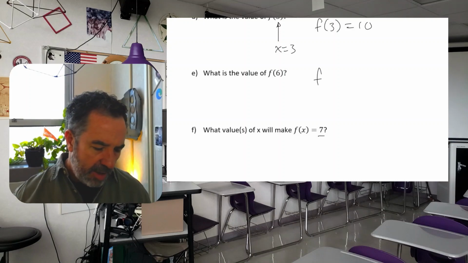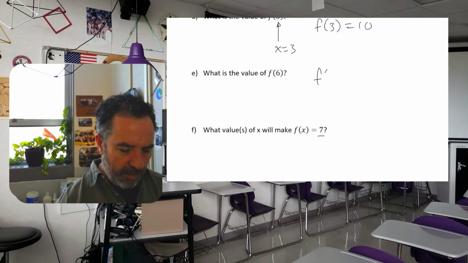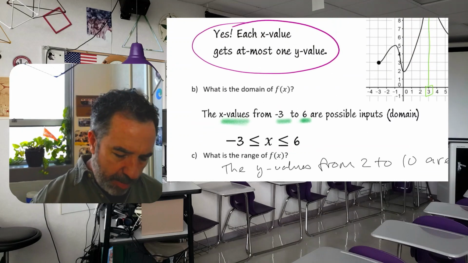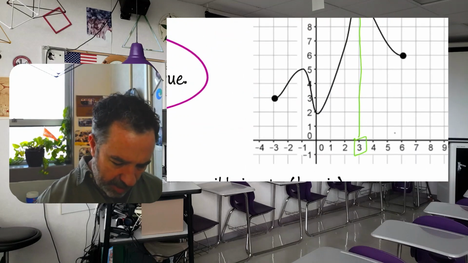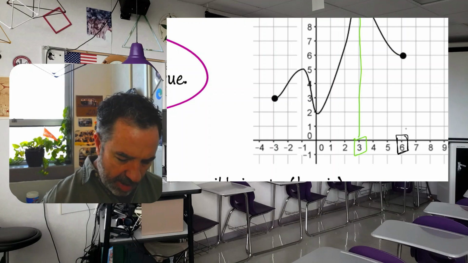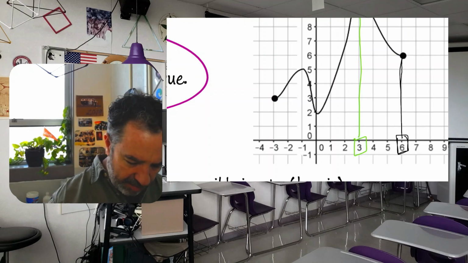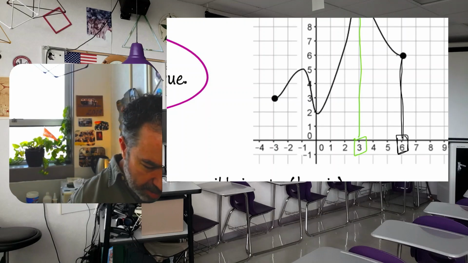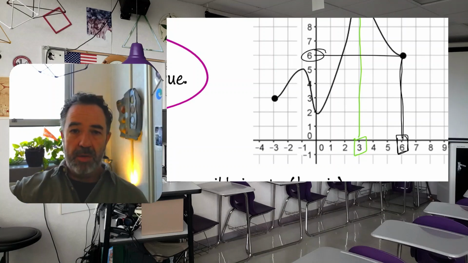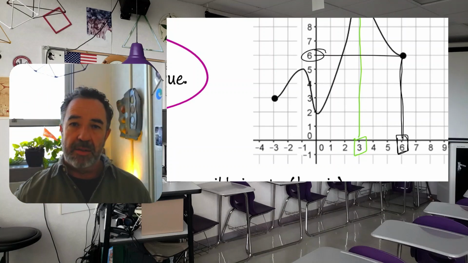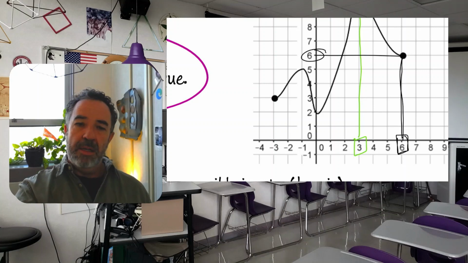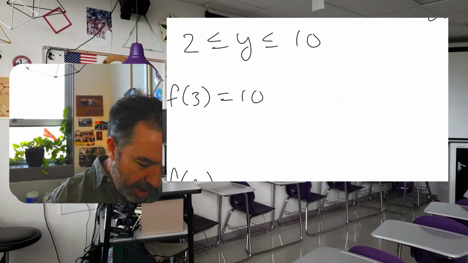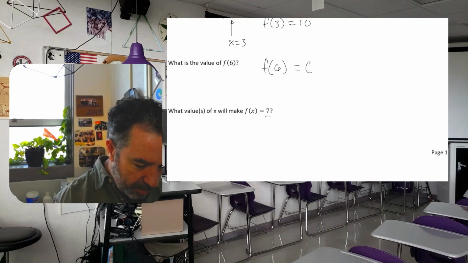The next question says, what is the value of f of 6? So if I give the function 6, what does it give me? And if I come up here, I'm going to give this function the number 6. And if I give it the number 6, what does it give me? Well, it looks like it goes all the way up and it gives me back the number 6. So if 6 goes in, 6 comes out. So f of 6 is equal to 6.